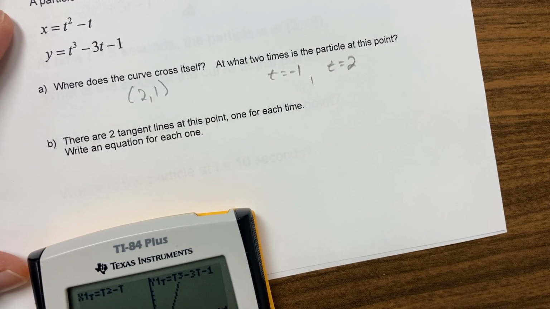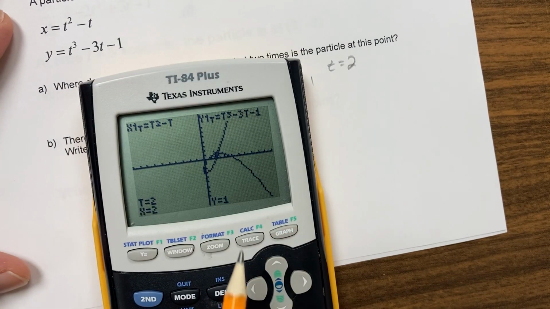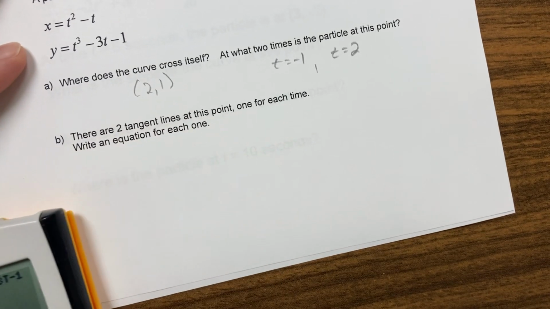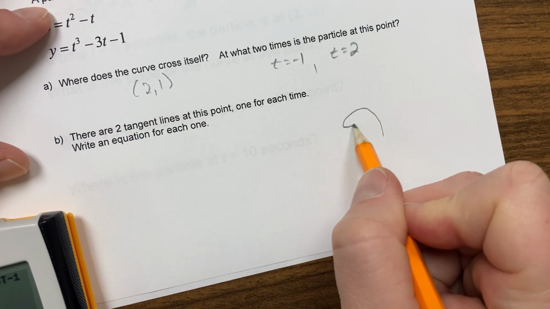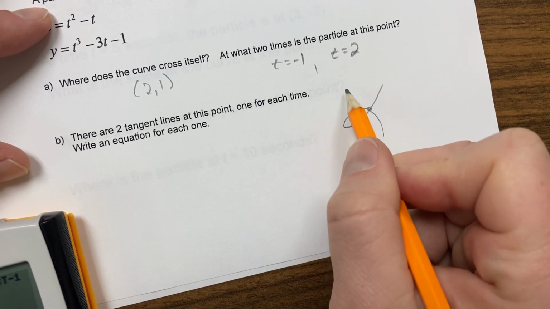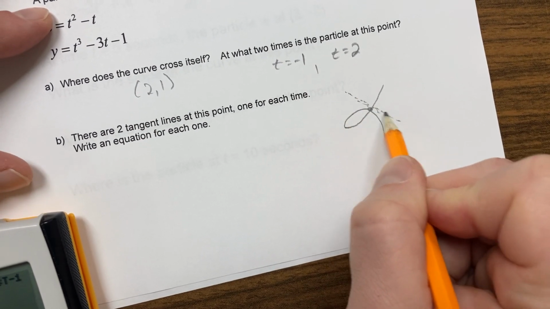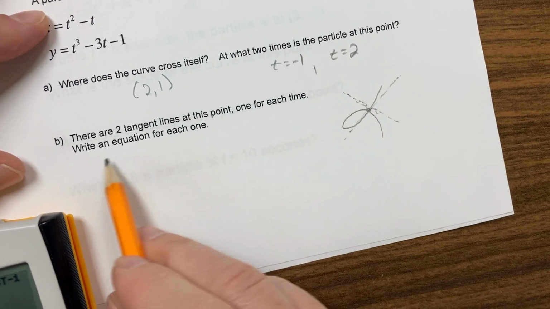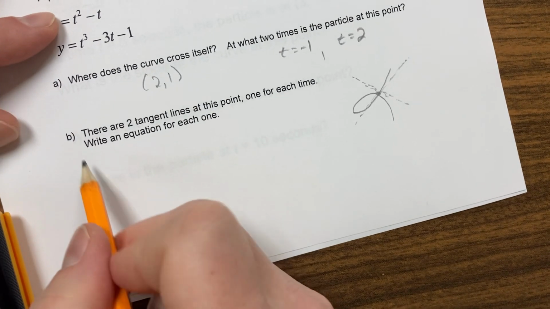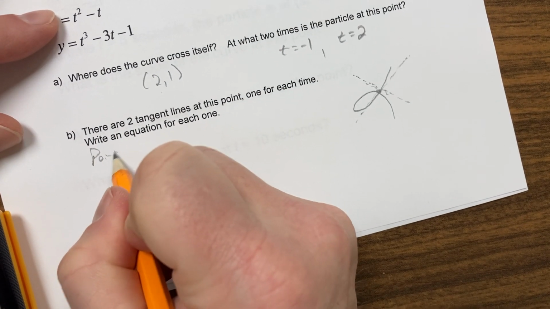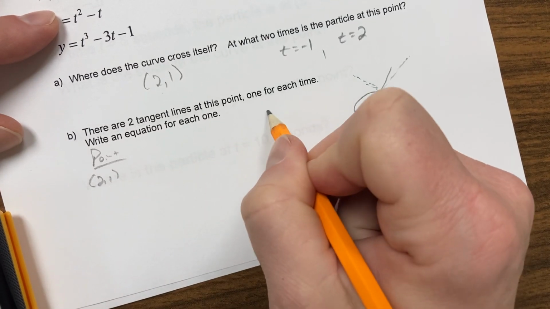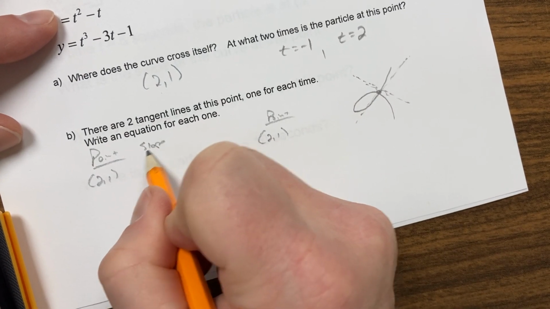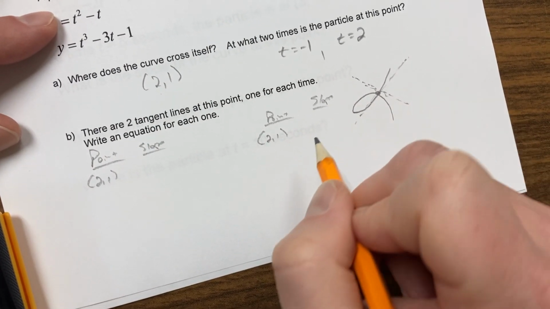So we got those 2 times, once on the way around the first time, and then the second time after it looped around. All right, there are 2 tangents at this point. So I would draw this in like that. There's 1 tangent the first time you're there, and then a second tangent that looks like that. Write an equation for each one. So what we need to do is find the slope at each one. We have our point, 2, 1. That doesn't change. What changes is the slope, depending on what direction we're coming at it.